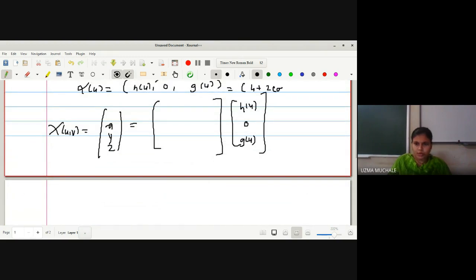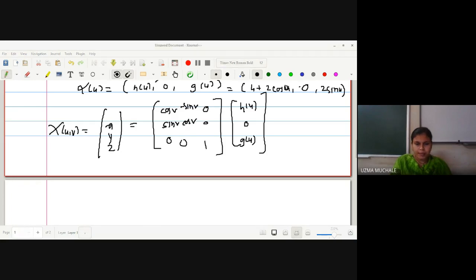Okay, let me write down here 4 + 2 cos u, 0, the next one is 2 sin u. And here we can write down the revolution is about a z-axis, so 0, 0, 1. And here we can write down cos v, minus sin v, cos v. Is the idea clear up to this point? Yes, ma'am.